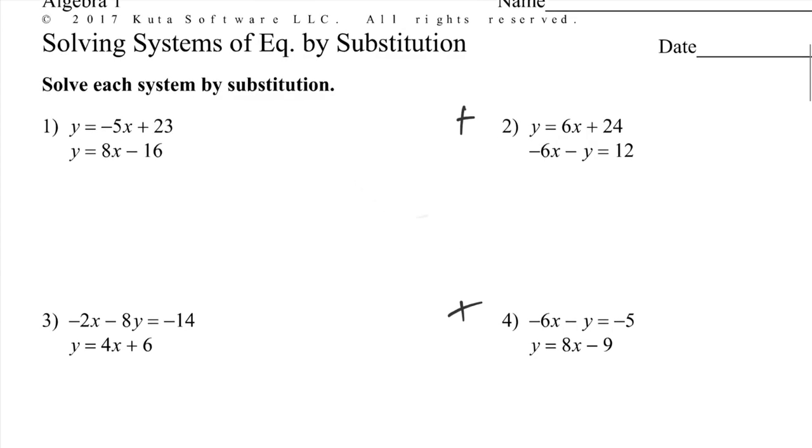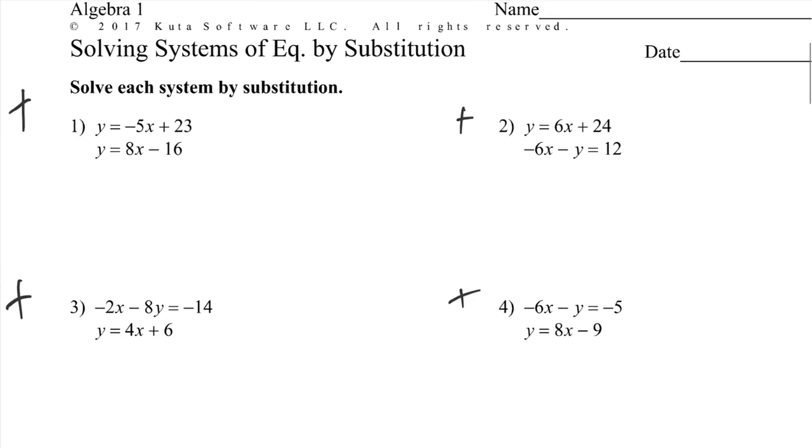This is lesson 44, solving systems using substitution. We can see on the first problem that they're both set equal to y. So when they're both set equal to y, then they can both be set equal to each other. So what do I mean by that? I mean that because they're set equal to y, negative 5x plus 23 actually equals 8x minus 16.